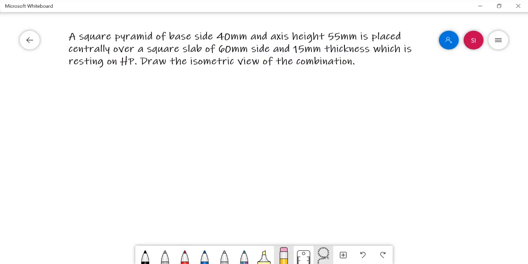So this is the problem. A square pyramid of base side 40 mm and axis height 55 mm is placed centrally over a square slab of 60 mm side and 15 mm thickness which is resting on HP. Draw the isometric view of the combination.